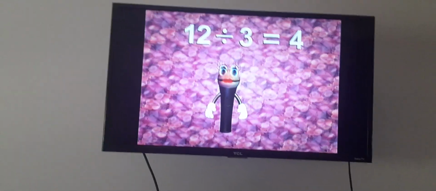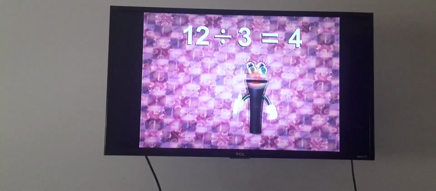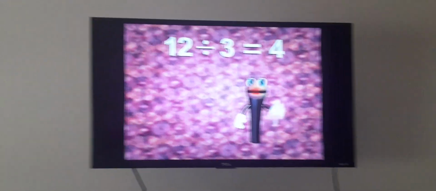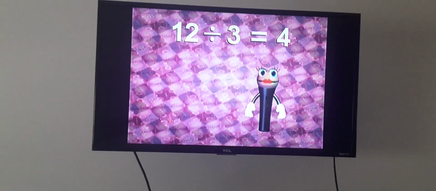When checking your answer to any division problem, you can multiply the divisor by the quotient, or the quotient by the divisor, and it will equal the dividend.